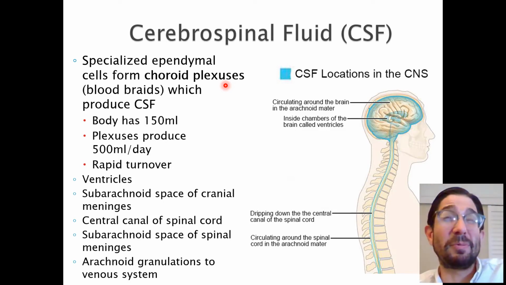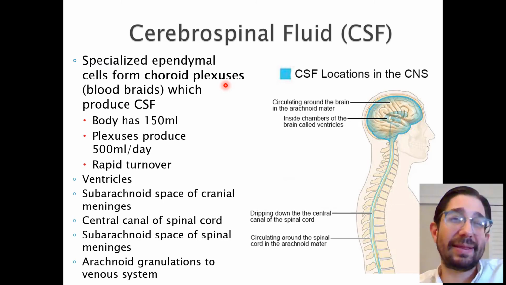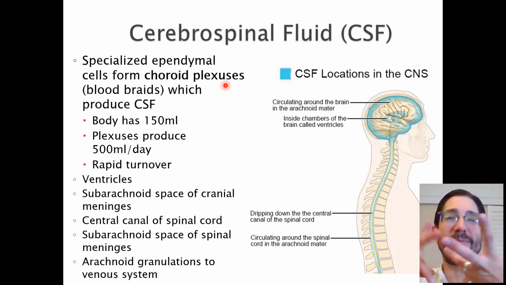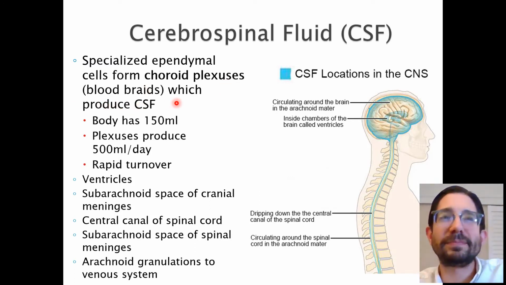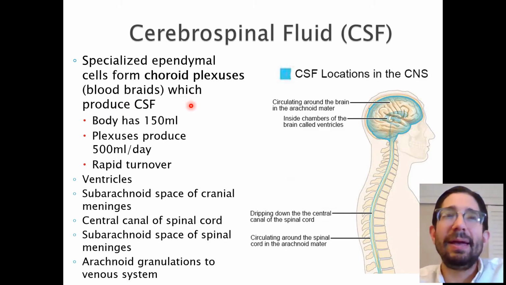I tend to think of it as more like a braid, because when you see plexuses in the body, like those nerve plexuses we talked about recently, it's more like an intertwining of things. So I call it the blood braid, which is not totally accurate, but good enough. That's what's making CSF. Basically, the reason they're called blood braids is they're these modified blood vessels.